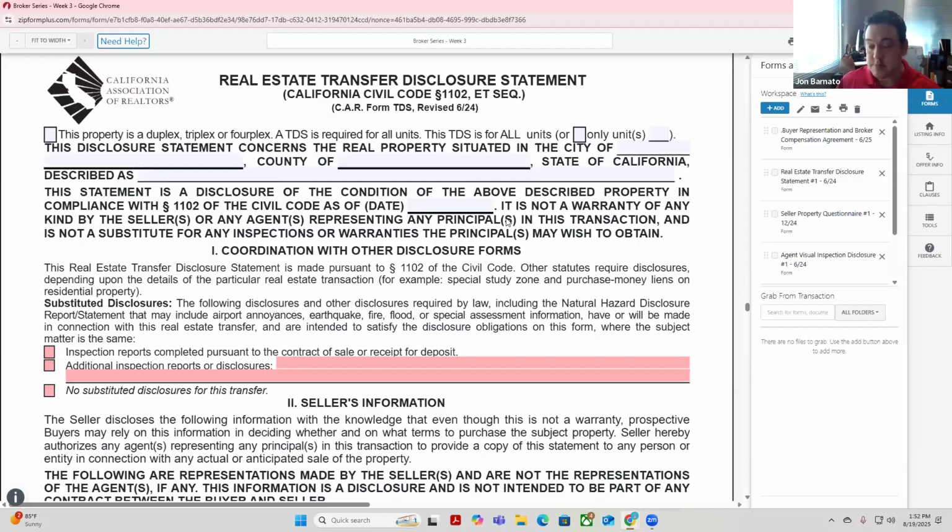What does that mean? That means there is liability and requirement by the seller to disclose any defects that affect the value or desirability of the property. They are required to disclose that. And right at the beginning, if this is a duplex, triplex, or fourplex, you have to check this box because you have to do a TDS for each unit.